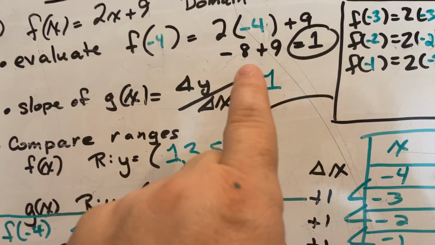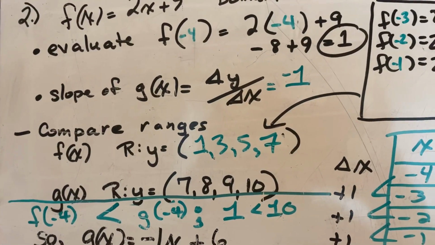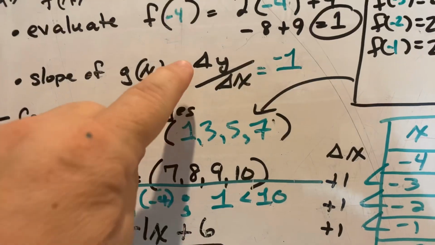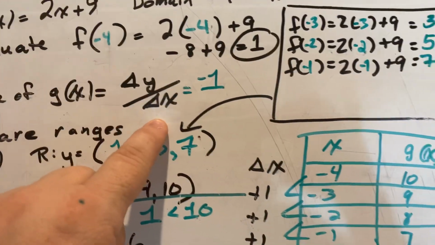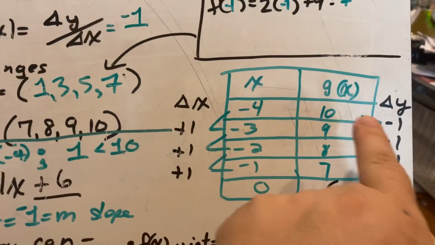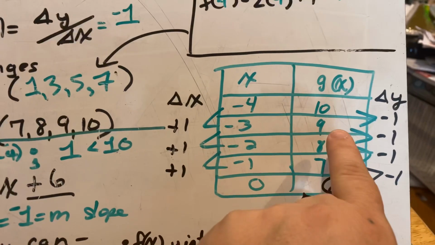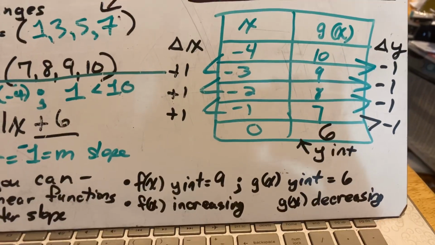Negative 8 and 9 is 1. Is that okay? The slope of g of x is the change in y over the change in x. Well, how is the y changing? If you go down and look at the chart, notice I filled in, how do I get from 10 to 9? I'm going down 1, down 1, down 1 each time.